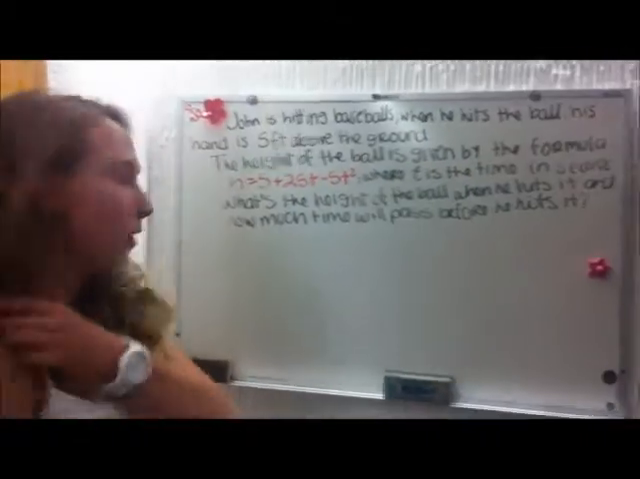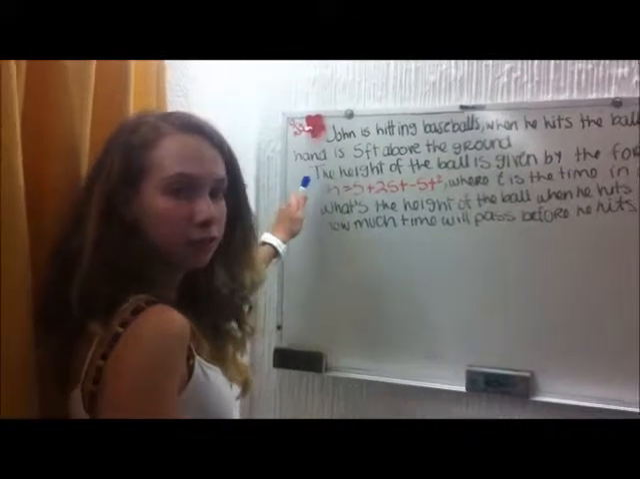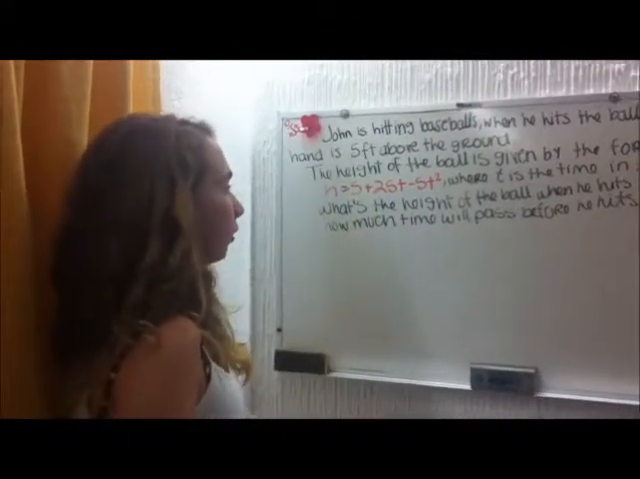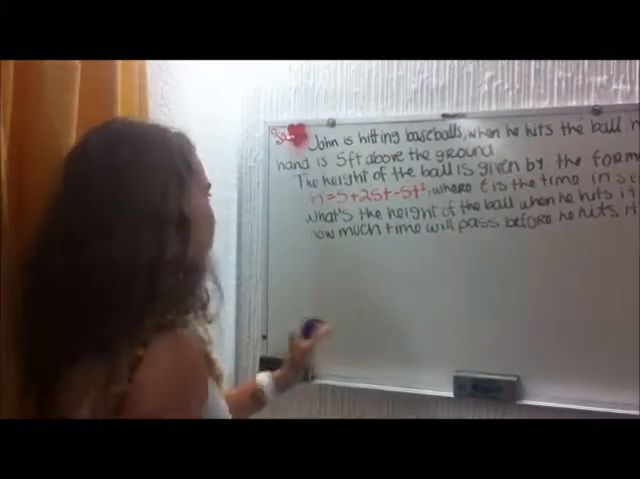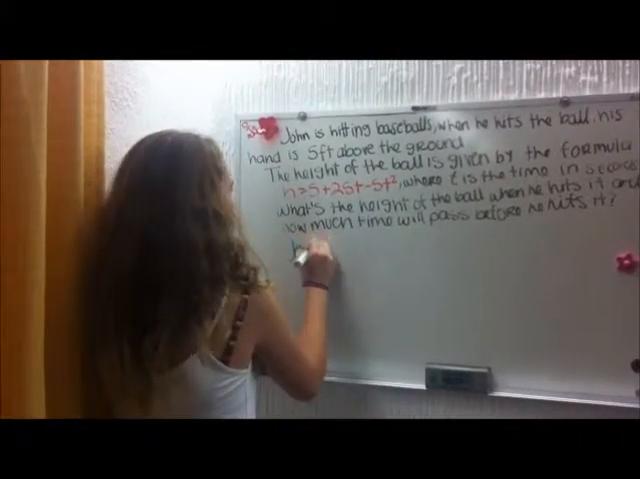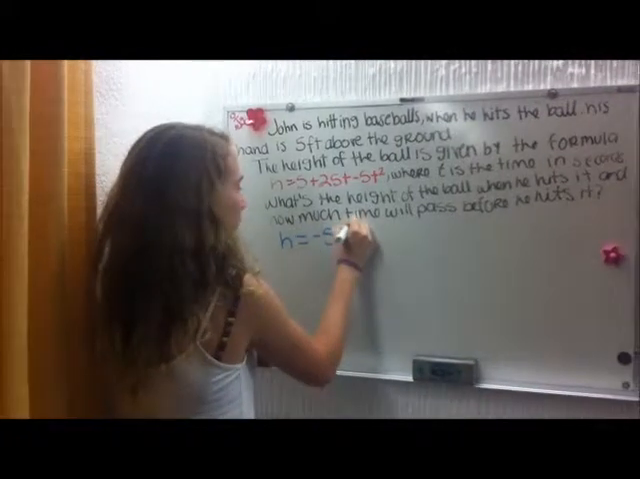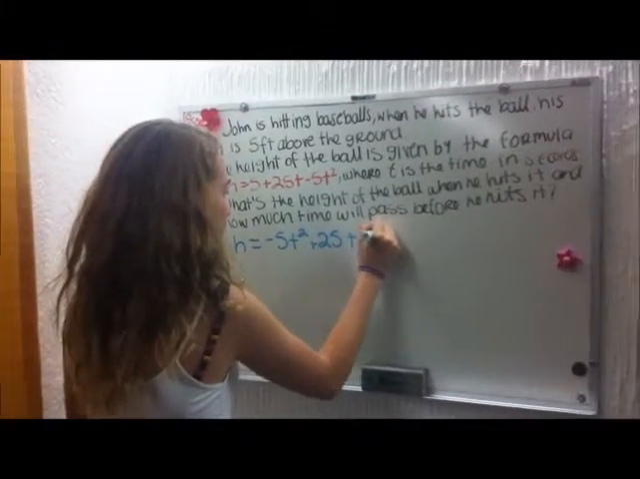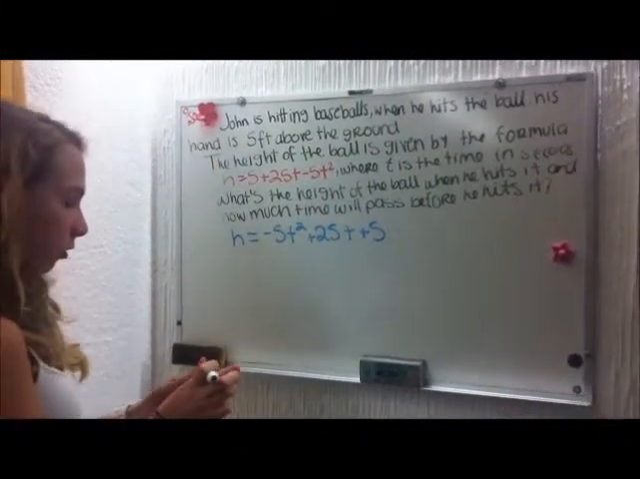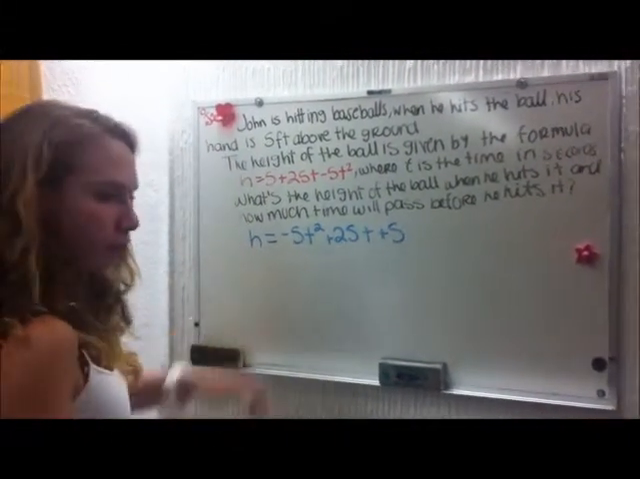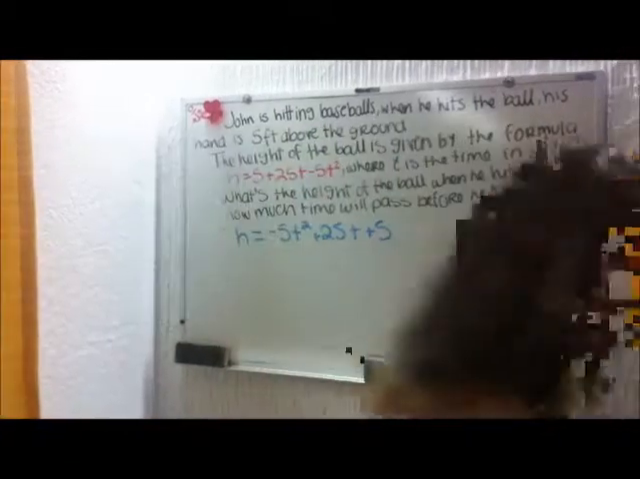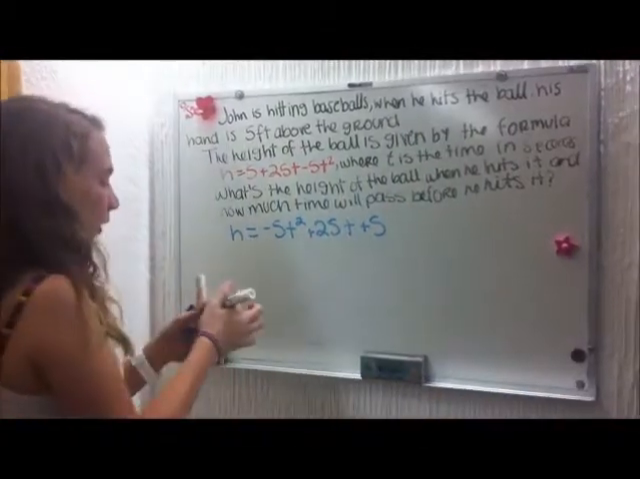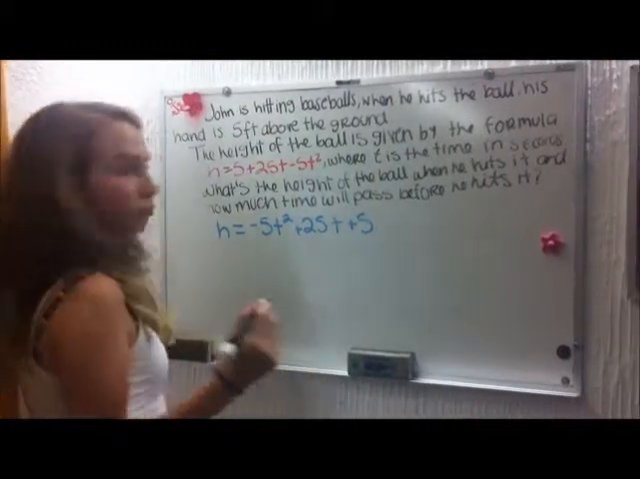So, first in this problem we have this formula, and the first thing we have to do is order it in order to have the terms organized. So we have that h equals minus 5t squared plus 25t plus 5. So we are going to work with this formula. And then the first thing we have to do is to factor it.